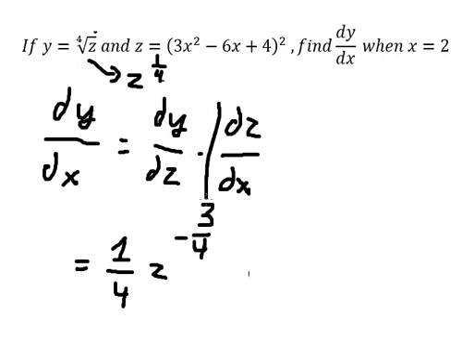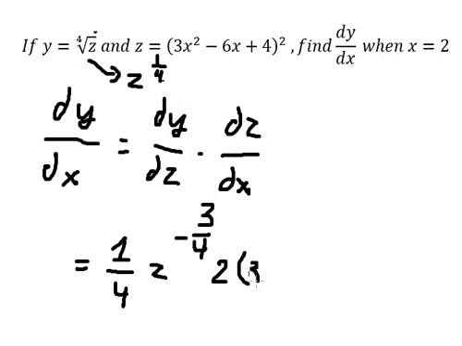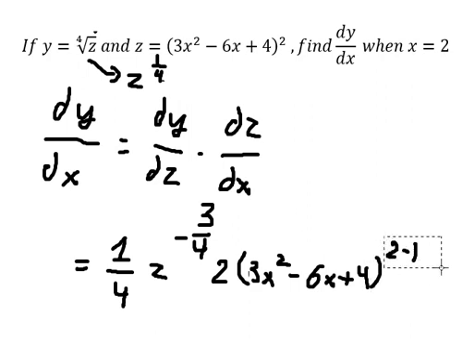Next, we do first the derivative of z with respect to x. So that's about this one. So if we do first the derivative of this one, we have number 2, 3x squared minus 6x plus 4 to the power of 2 minus 1. So this is about number 1, and we just write like this.